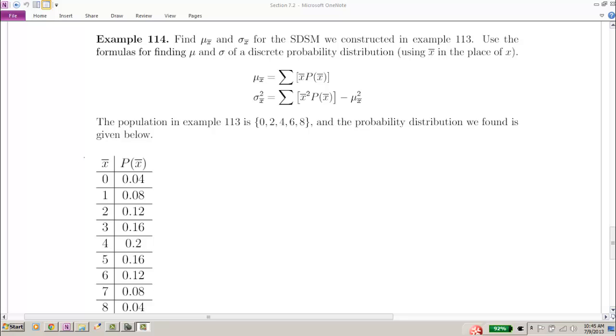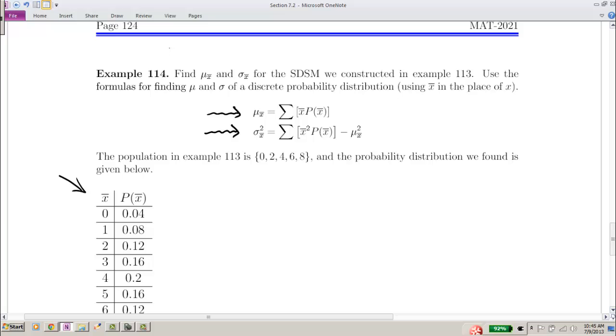In example 114, we're going to find the mean and standard deviation for the sampling distribution of sample means that we worked out in example 113. I've included it here so we don't have to rewrite it. And since this is a discrete probability distribution, we can actually find these values by using the formulas from chapter 5.